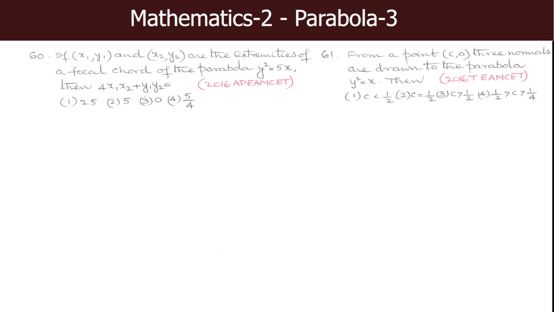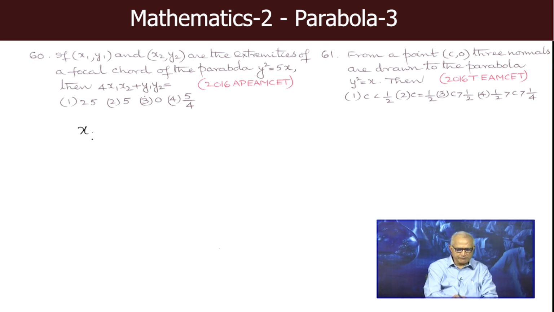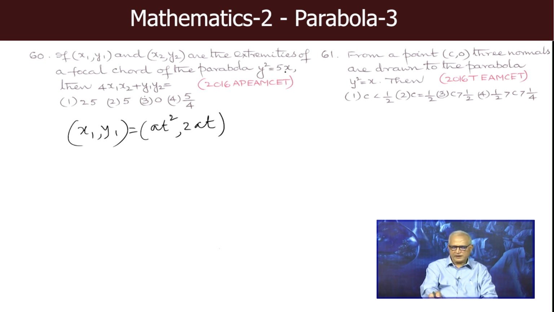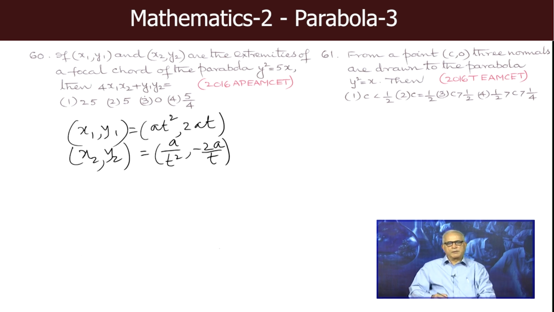Next, 60. If (x1, y1) and (x2, y2) are the extremities of a focal chord of the parabola y² = 5x, what is the value of 4x1x2 + y1y2? Well, for a focal chord of a parabola, (x1, y1) is (at², 2at). A is 5 by 4, nothing to worry. (x2, y2) is (a/t², −2a/t), because the parameters for the focal chord will be t and −1/t. Product of the parameters is −1.